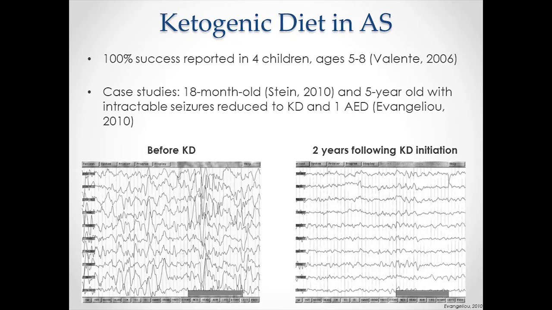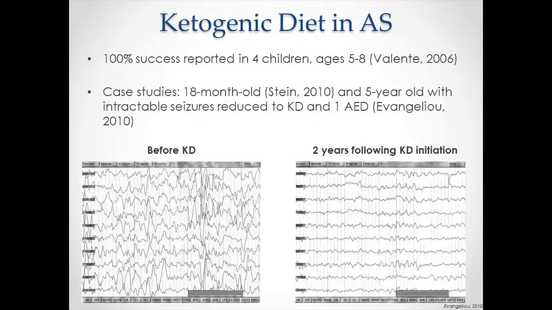So looking specifically at the ketogenic diet and the use of the ketogenic diet in Angelman syndrome, there was a review that reported 100% success in children, four children ages 5 to 8, but there weren't really many details, just saying they reduced their AEDs and it had anticonvulsant activity. But there were two reported case studies. One was an 18-month-old and the second was a 5-year-old, both with intractable seizures. They were refractory to at least three AEDs, and the 18-month-old was having hundreds of seizures a day.